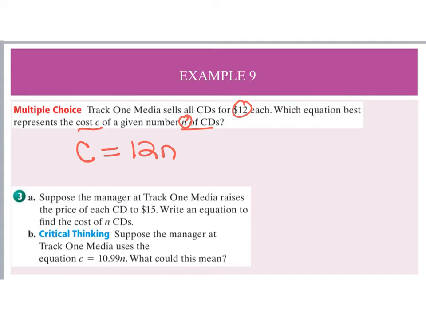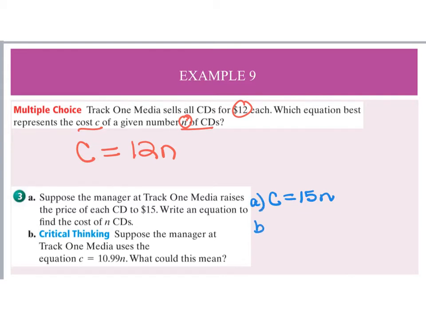For the second part, it says, suppose the manager at Track One Media raises the price of each CD to $15. Write an equation to find the cost of n CDs. So again, our cost is going to equal the price of the CD times the number that we purchase. So this is part A.